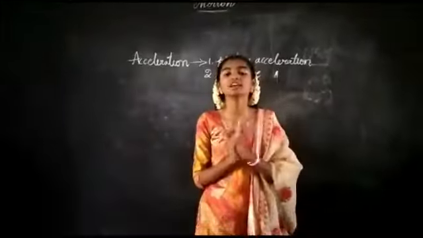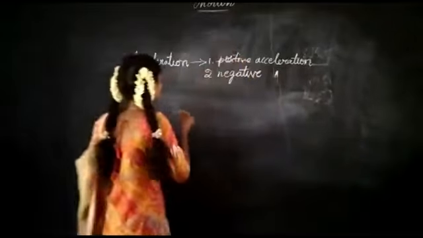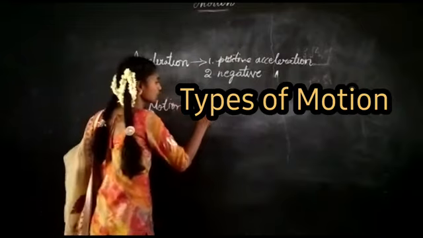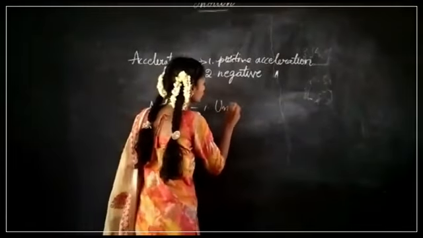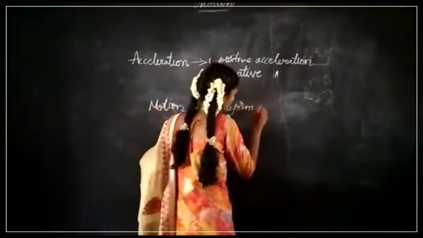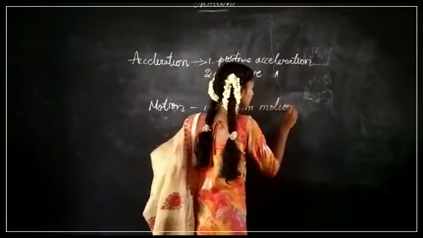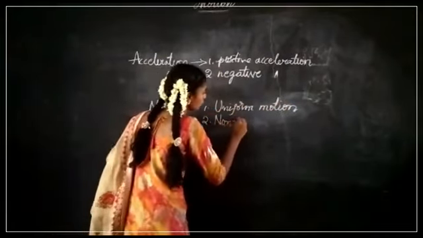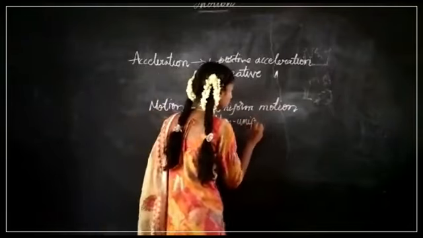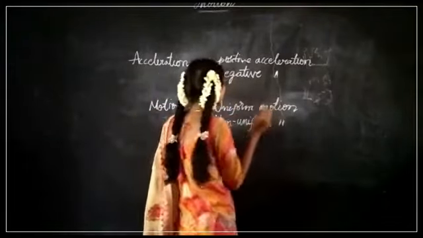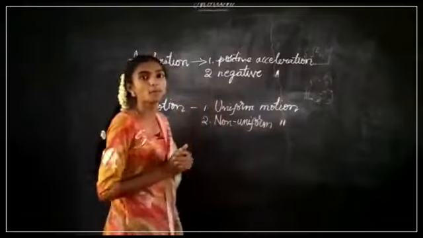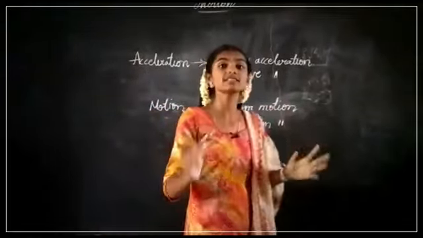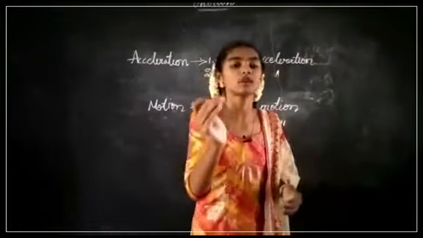And now we will discuss the types of motion. Motion has two types: uniform motion and non-uniform motion. First of all, what is uniform motion? An object is said to be in uniform motion when it travels equal distances in equal intervals of time.